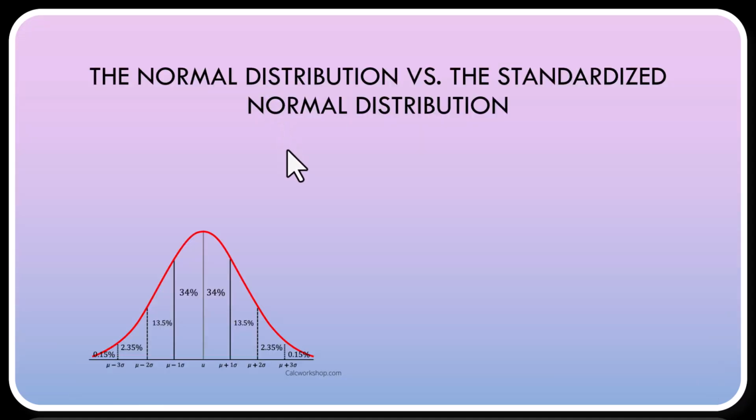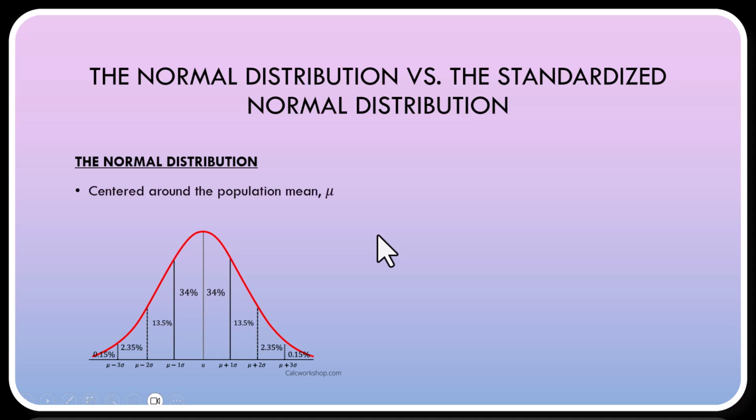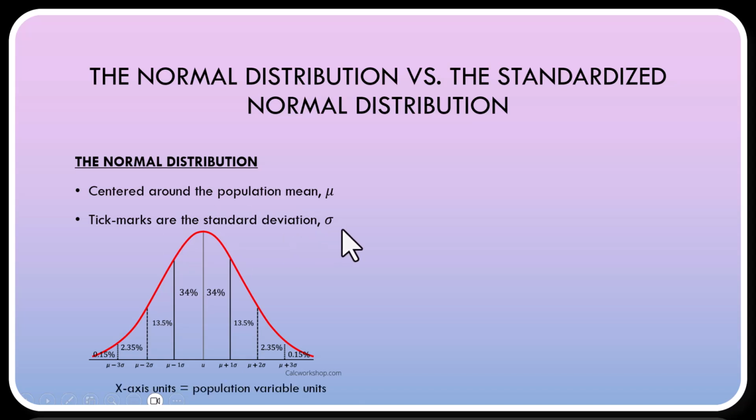So let's compare the normal distribution to the standardized normal distribution. With a normal distribution, notice that it's centered around the mean, which is represented with the Greek letter mu. The tick marks represent standard deviation, the population standard deviation sigma. And the x-axis units are the population variable units.